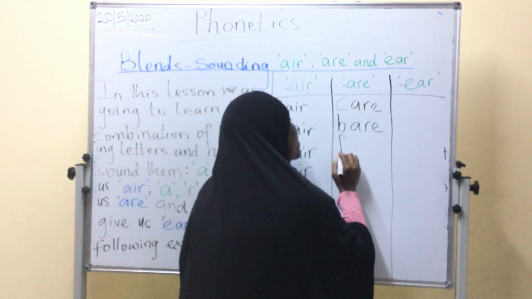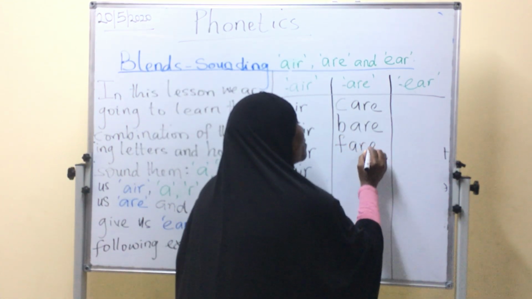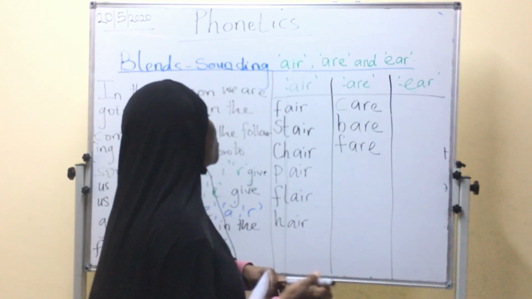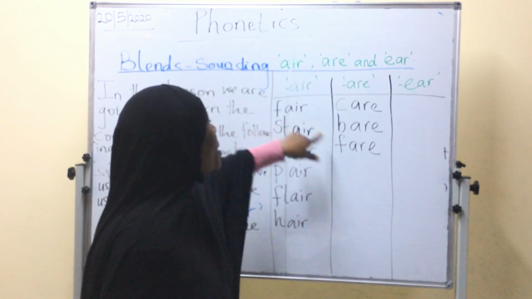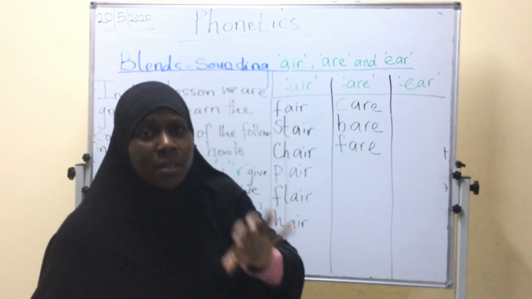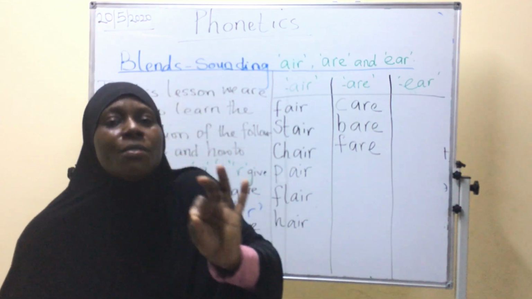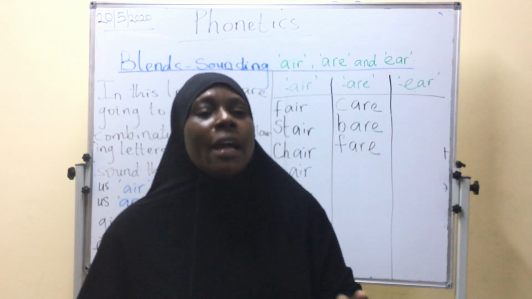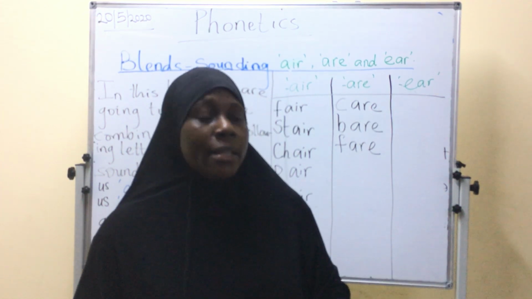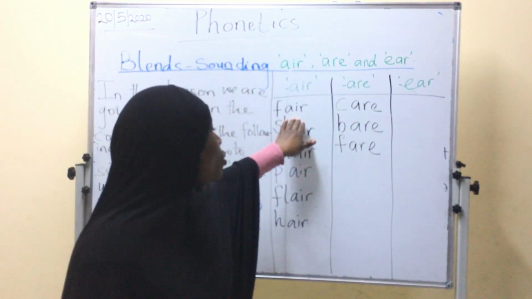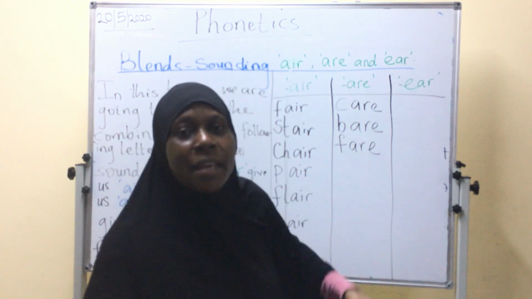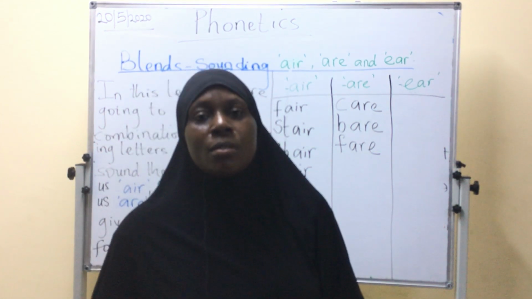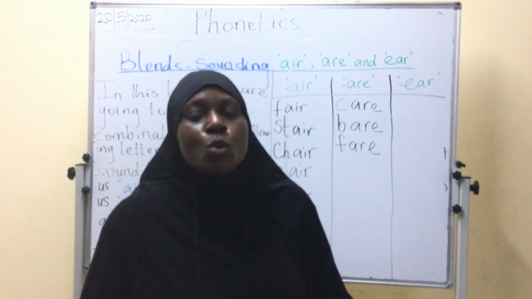We have f plus air. We have fair. I know some of you are going to say, oh, we have fair here, we have another fair here. Yes, they sound alike, but different meanings. They have totally different meanings. This is complexion, like I told you. This one is an amount paid for transportation. So they are different.